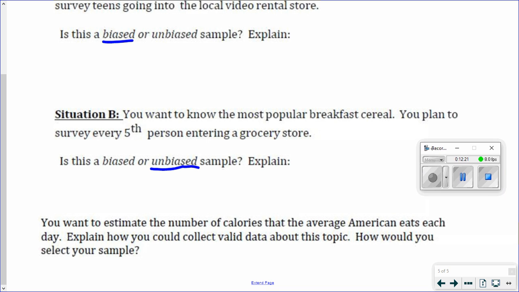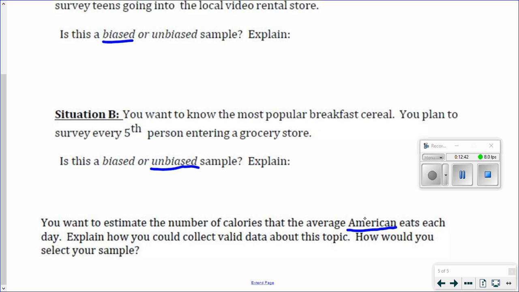The last one says you want to estimate the number of calories that the average American eats. So here's your population, Americans. So the average number of calories they eat each day. Explain how you could collect valid data about this topic. How would you select your sample? So this is the hardest one there is.